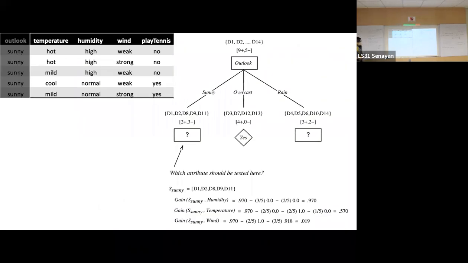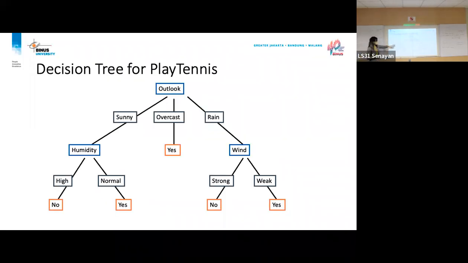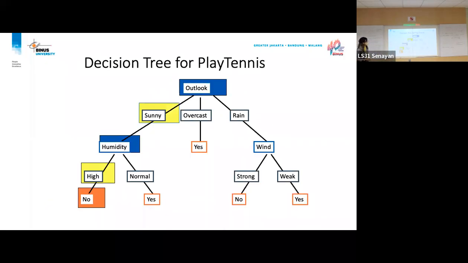You keep iterating every single node. For every single node, try to keep finding the gain again, and then whichever has the highest gain, the one with the lowest entropy, you pick it up and put it as a node. That's it. Then you can have something like this.